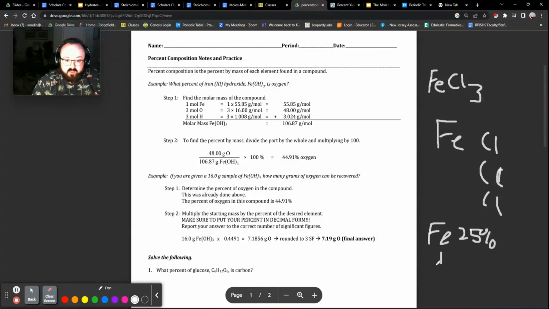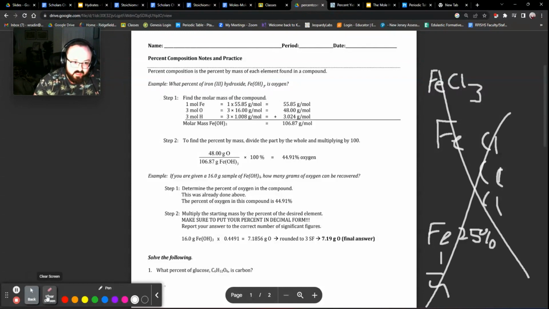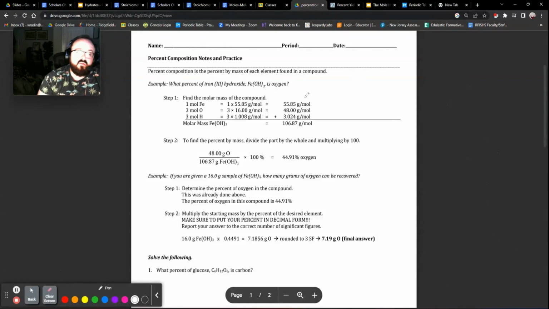Percent, because it's 1 out of 4, that's not what I mean. This is by mass. Okay? It's that, not this. No, not that. Don't do that. All right? And here's an example that you can kind of go through.